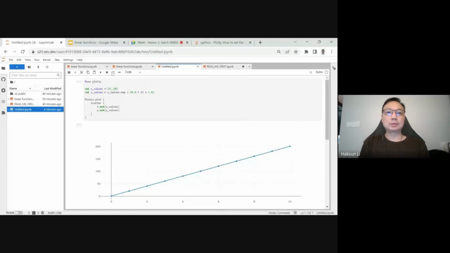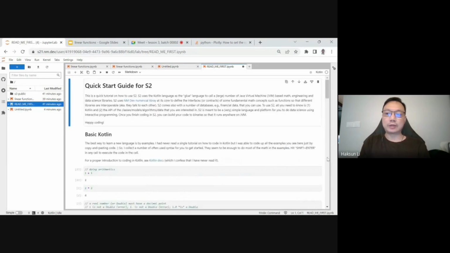So let me be more specific. Let me now share my screen with you, so we can make this more concrete in coding. Okay. Are you seeing my screen right now? Are you seeing my screen? So you're able to see my first file?